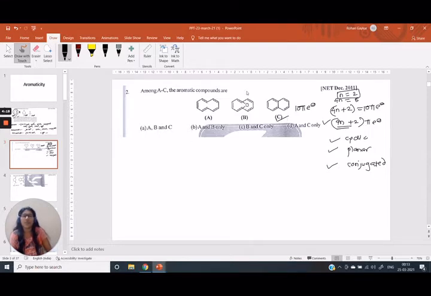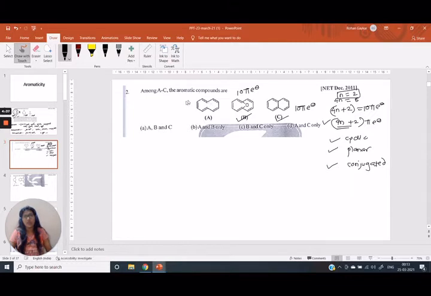In B, here how many pi bonds? 5 pi bonds. How many pi electrons? 10 pi electrons, because 5 pi bonds, 5 into 2 is 10. And the system is cyclic, planar, conjugated. Therefore compound B is aromatic.